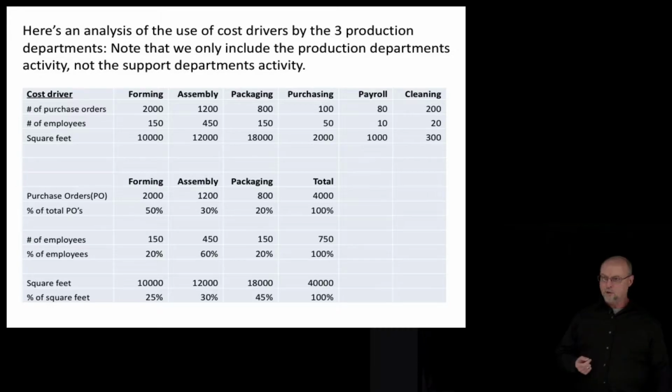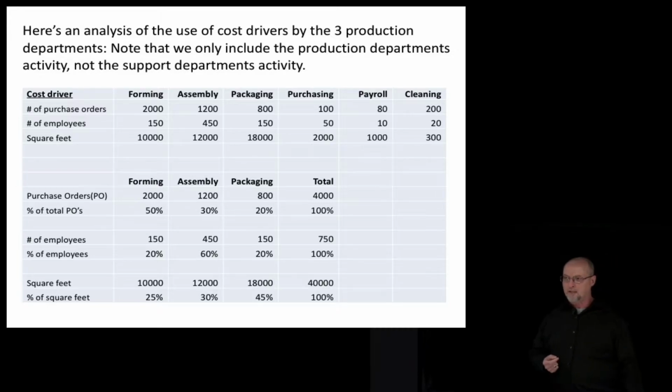And 800 purchase orders divided by 4,000 is 20%. 50% plus 30 plus 20 has to equal 100%. We have to allocate the full amount. For payroll, the number of employees.